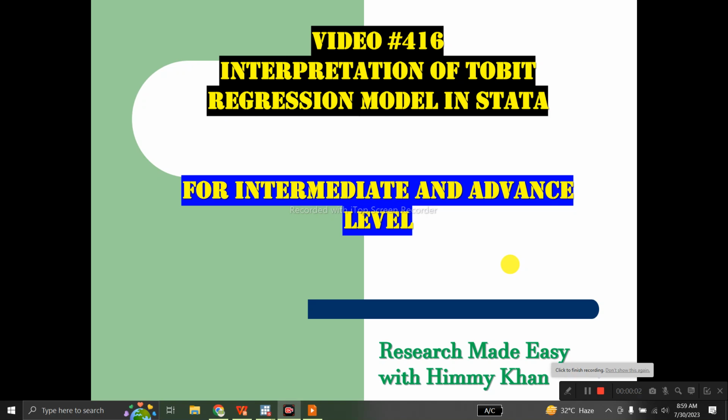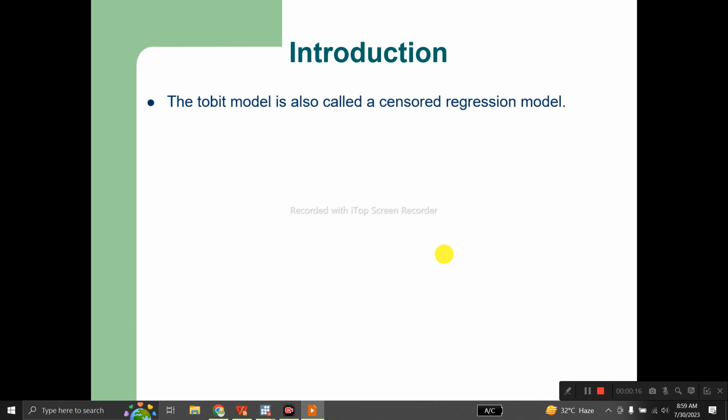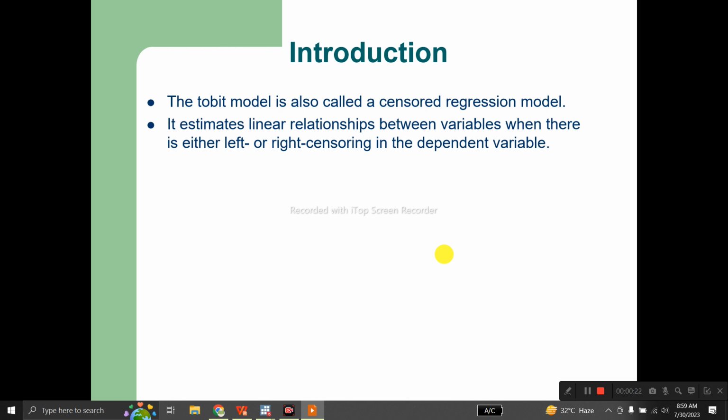Hello and good morning. In this video I am going to estimate and interpret a Tobit regression model, and I am using Stata software. The Tobit model is also known as a censored regression model. It estimates linear relationships between variables when there is either left censoring or right censoring in the dependent variable.